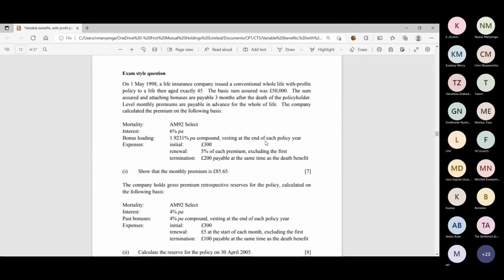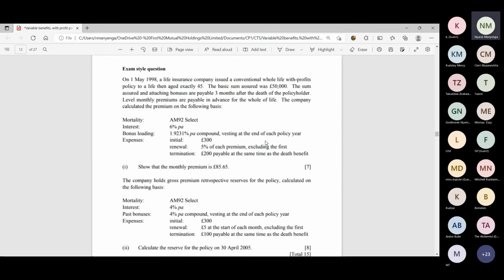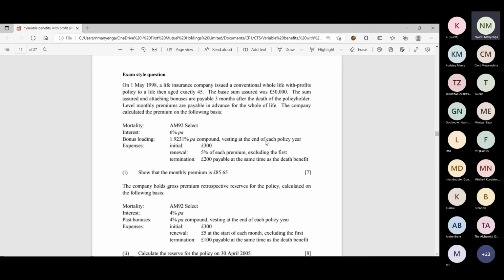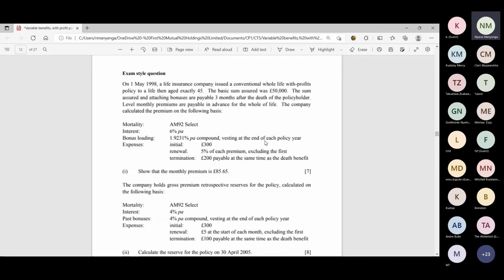So here we're going to look at an exam style question.